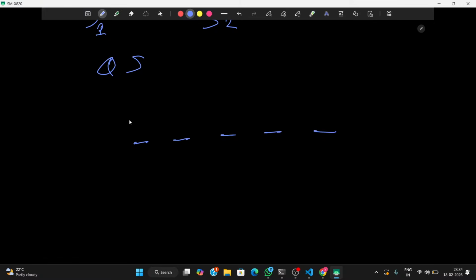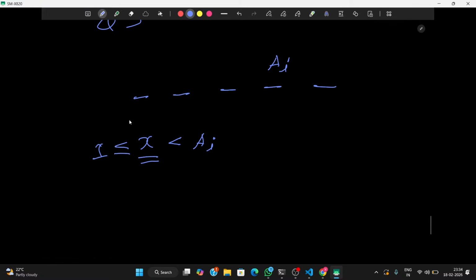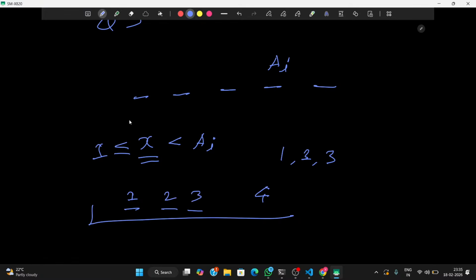If you are given any array A, and there is an element AI, then for all x that is less than AI, there should be an element equal to x before AI. Suppose AI was 4. How many x's are there less than 4? 1, 2, and 3. So there should be the elements 1, 2, and 3 before 4. In the array, 1, 2, and 3 should occur before 4.